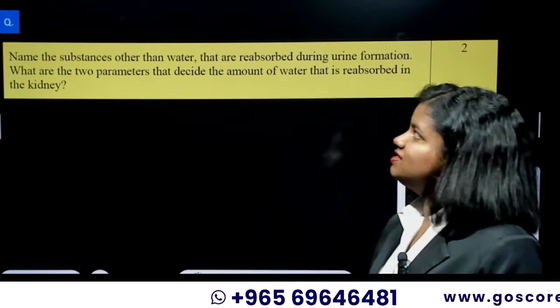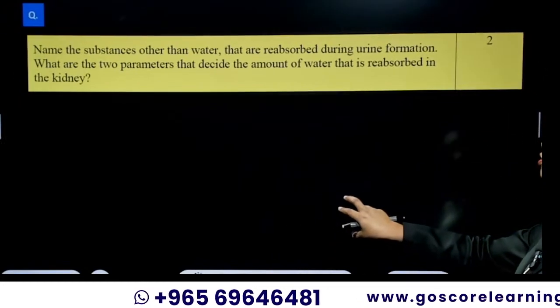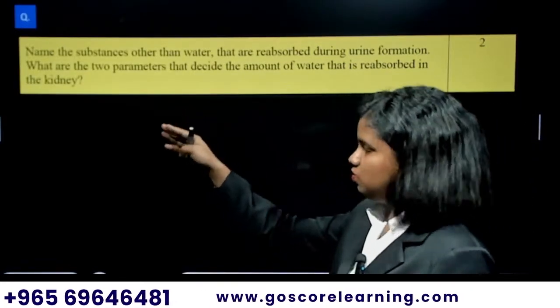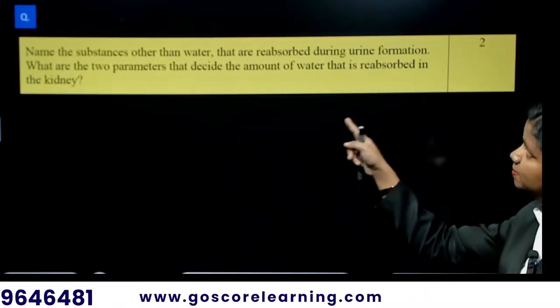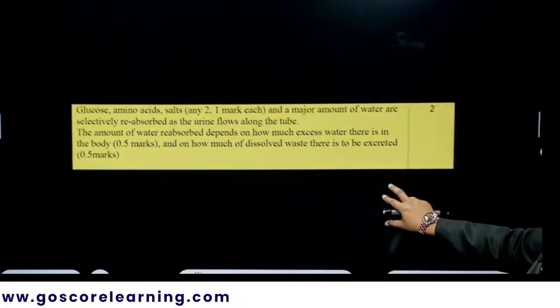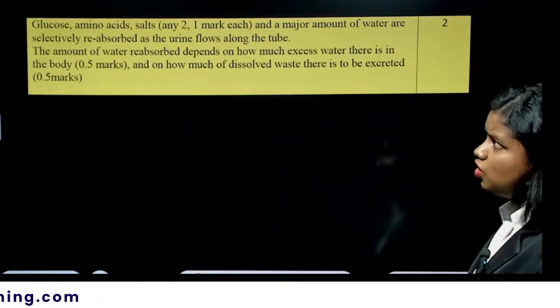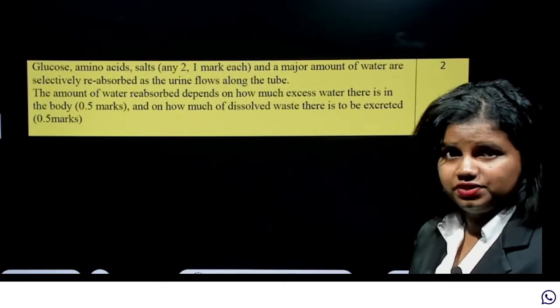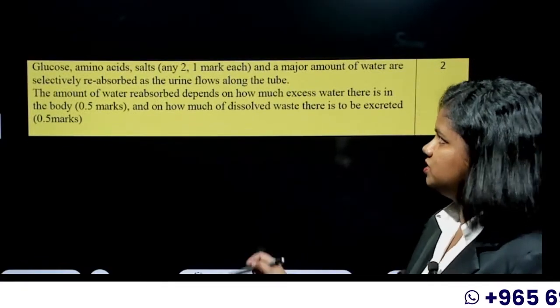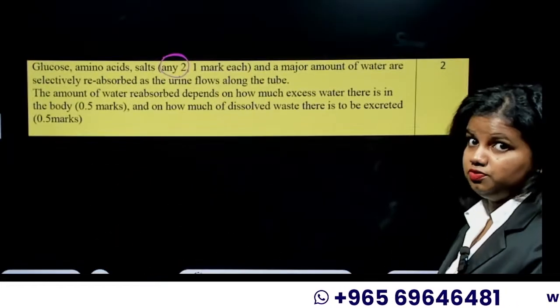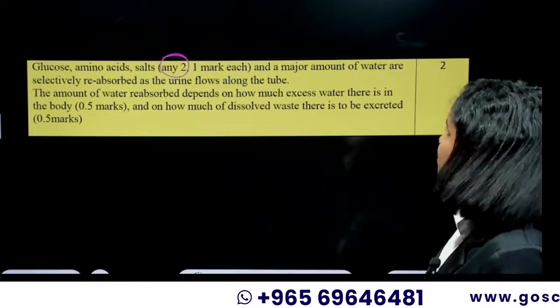Name the substances other than water that are reabsorbed during urine formation and write two parameters. What are the two parameters that decide the amount of water that is reabsorbed in the kidney? Okay, so let's see. It's a direct question. Other than water, the glucose, amino acids, salts, these all are being reabsorbed during the urine formation, right? So you can write any 2 of these points and you will get 1 mark for that.